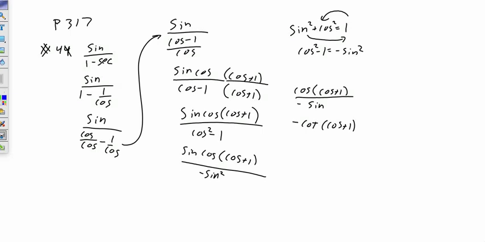So as you're looking at that, you started with sine over 1 minus secant, and you simplified it to negative cotangent times cosine plus 1.